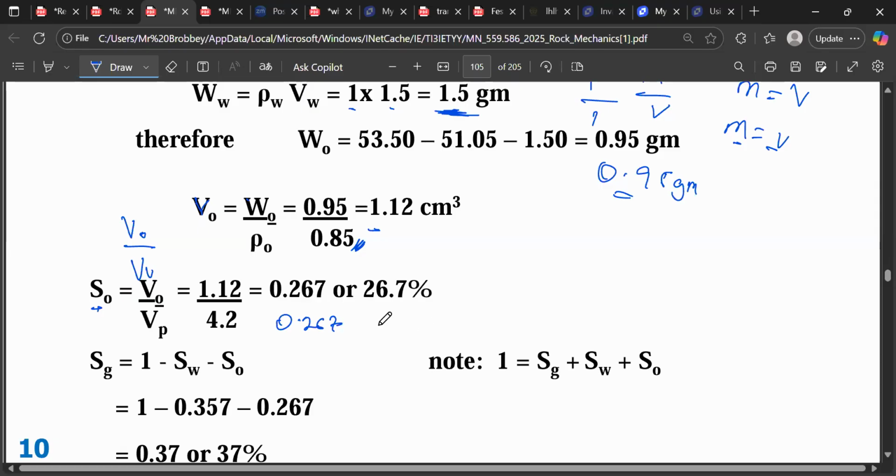Now, this means that for the void spaces that are available in the soil sample, 26.7% is contained of oil, and then I think 35% is contained with water, right? Now, but you want to note that 1 is equal to this plus that.